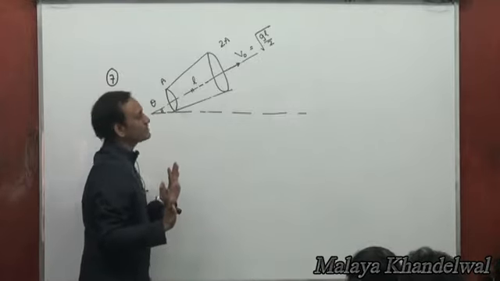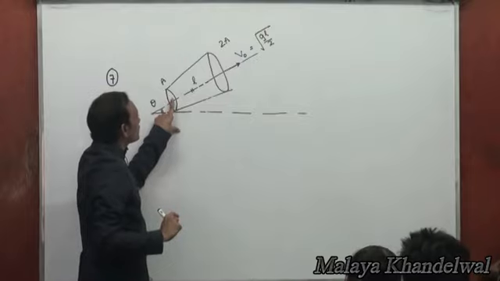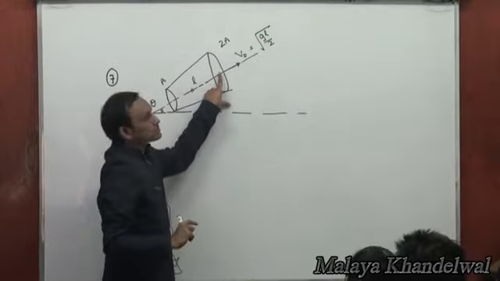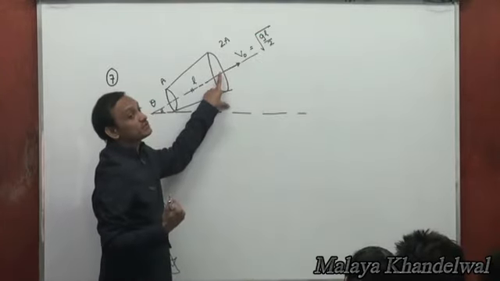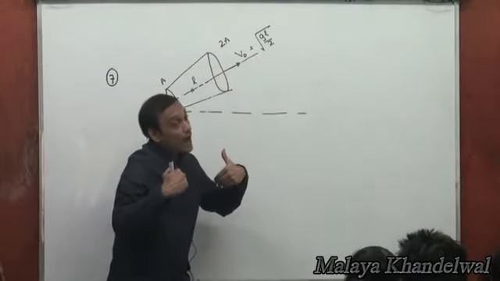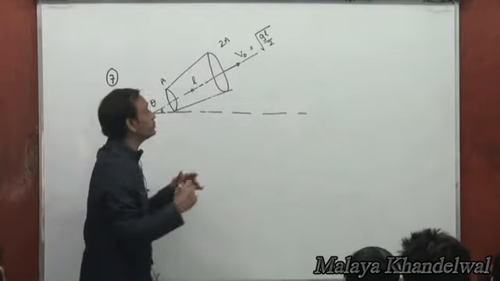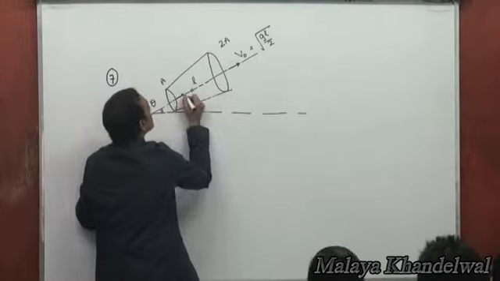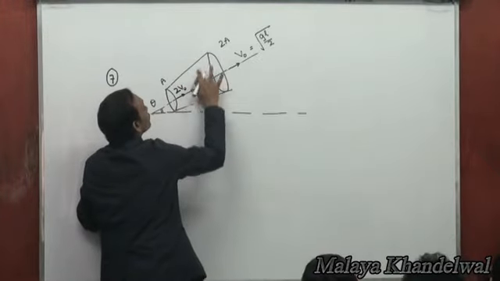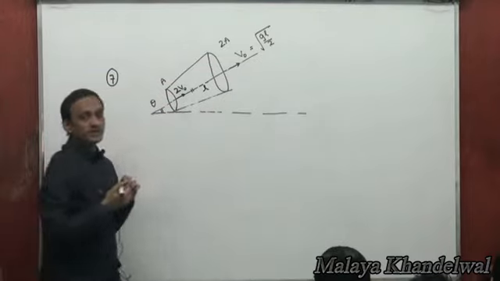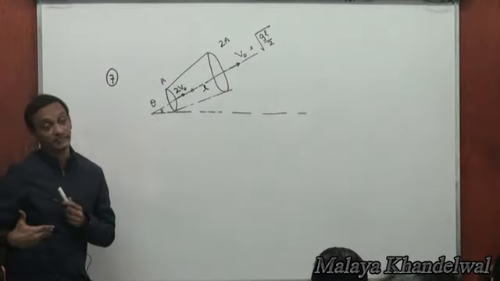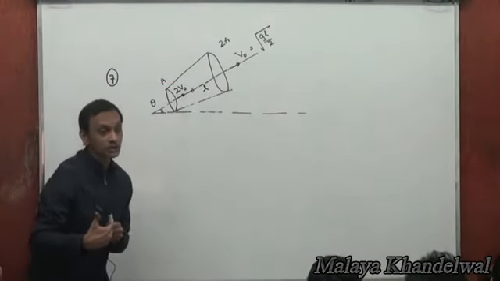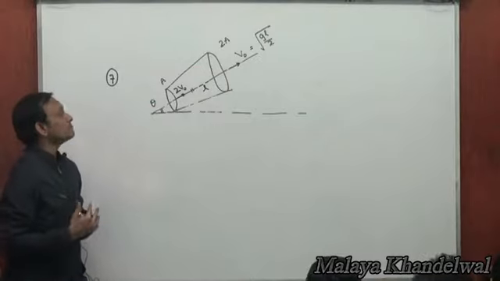Now, in the very first place, this area of cross section has doubled. Means the velocity must have become half to maintain the same volume. The velocity at this cross section is V naught. The velocity here must have been 2V naught to maintain the same volume flow rate. Continuity equation, V into A must be constant.